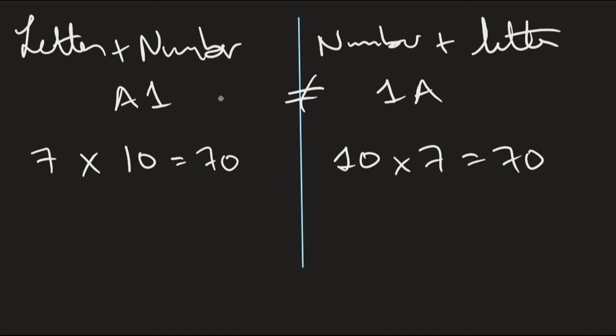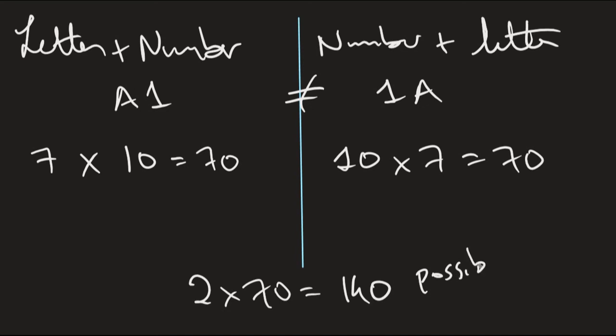So because these 2 passwords are distinct, we need to count them twice. So 2 times 70 equals 140 possible passwords.